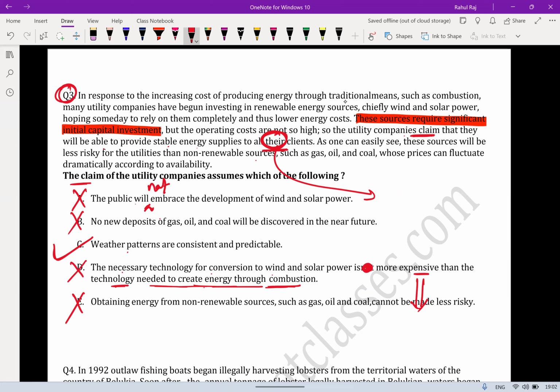And for options B and E, we don't have to think a lot. Why? Because we are talking about a renewable resource, and options B and E talk about a non-renewable resource. Okay, so C is the right answer.